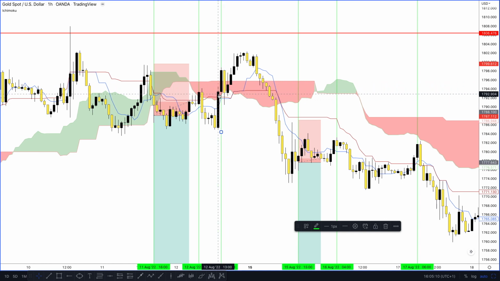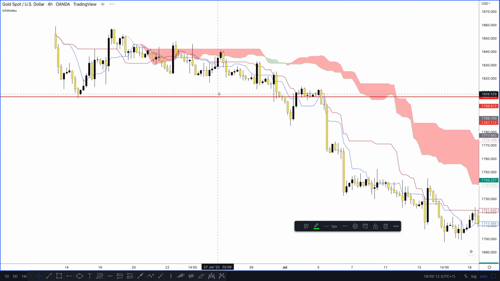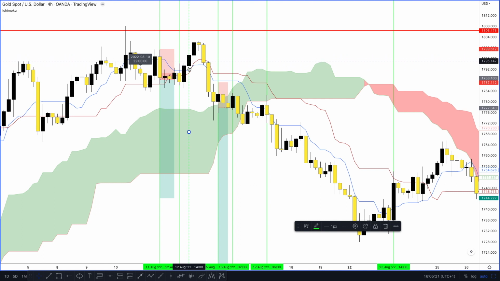So what we're going to do now is go over to the 4-hour time frame. And when we're on the 4-hour time frame over here, we can clearly see that price action is not even in a bearish trend on the 4-hour chart yet.